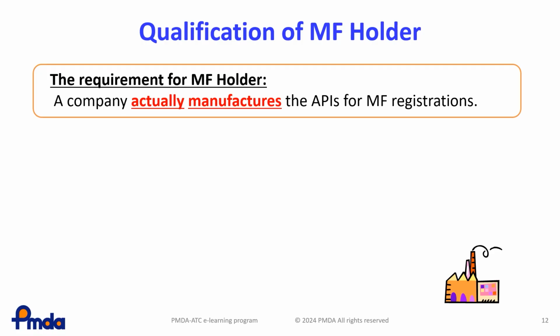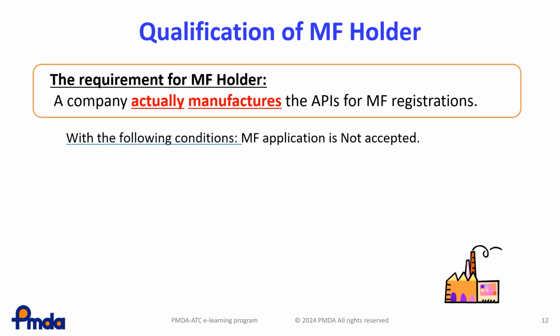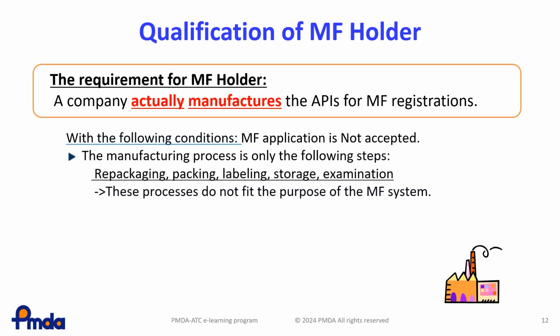As explained in the previous slide, the master file registrant should be an actual manufacturer of APIs to be registered in the master file. With the following conditions, an application for master file registration is not accepted. If the manufacturing process is only repackaging, packing, labeling, storage, it is considered that there is no manufacturing secret corresponding to the know-how of the manufacturing method.